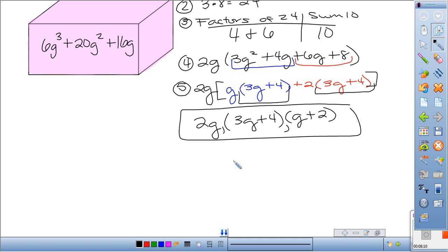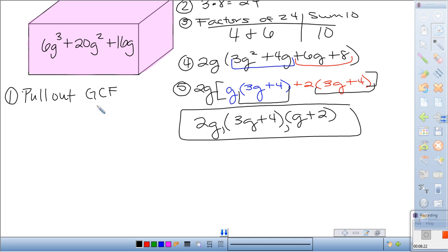So before we end this video, let's go ahead and summarize our steps again. So the first step is always to see if you can pull out a GCF. You always want to determine, can you pull out a GCF from all your terms? The second step then is to find the product of AC, which just means the coefficient of your first term times your constant. And then your third step is to find the factors of AC that add to be your middle term coefficient of B.